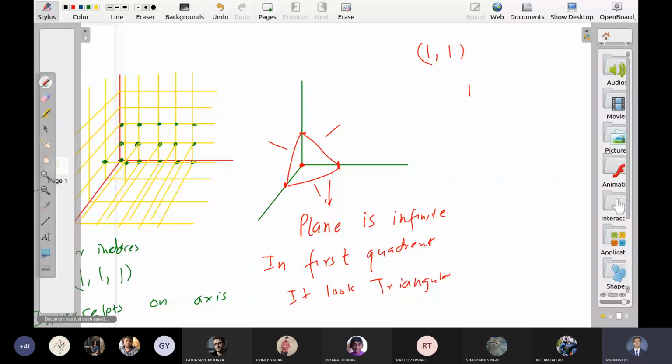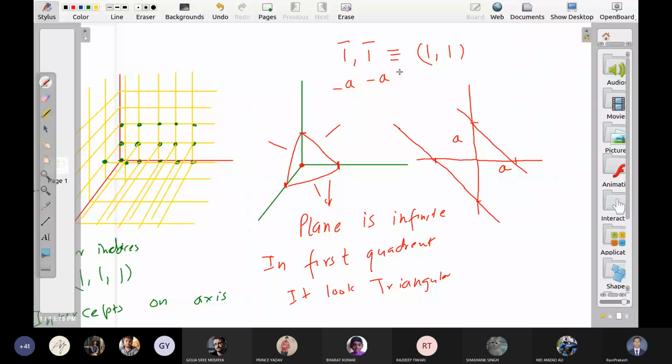Okay. What about 1 bar 1 bar line? Intercept minus A on x-axis, intercept minus A on y-axis. What kind of line is this? Minus A means here. Minus A means here. So you can see these two are parallel lines. Okay. So when all the indices are negative, they are equivalent to all the indices are positive. Or in other words, 1 bar 1 bar line is equivalent to 1 1 line.